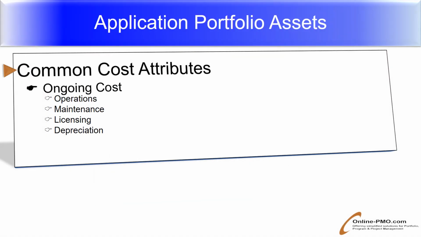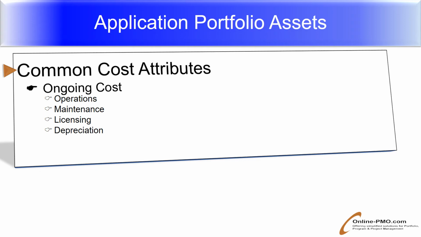Cost is a key class of application attributes that must be tracked. Ongoing costs are the expense required to keep an application running. These costs typically include items like operations, for example, a data center costs associated with running an application, such as personnel, systems management tools, facility costs like power, and process refinement.